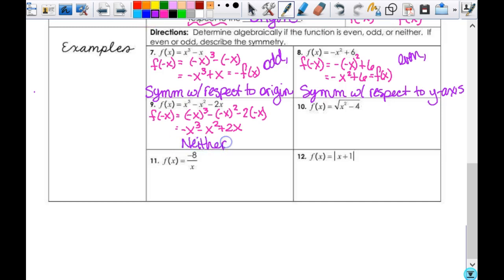And then your work to show that is your justification of why it's neither, because you got that and it doesn't equal either one of them. Okay. Everybody okay with that? All right, so I want you to do 10, 11, and 12 on your own, and then we will talk about them. I'll give you a few minutes.